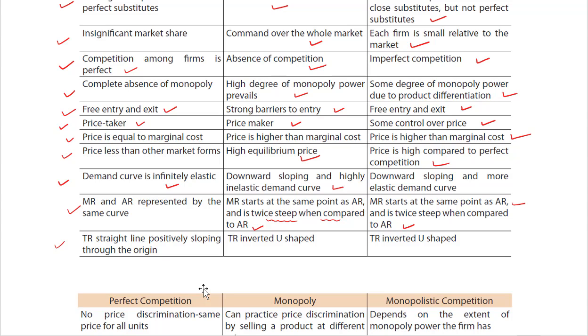In case of perfect competition, total revenue is a straight line, positively sloping through the origin. But in case of monopoly, total revenue is inverted U-shaped. In case of monopolistic competition, total revenue is also inverted U-shaped.